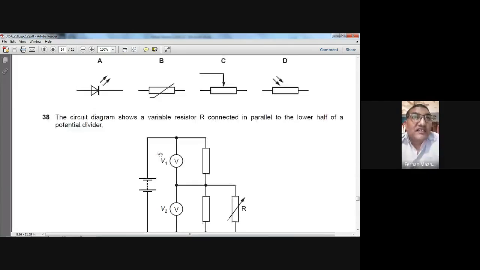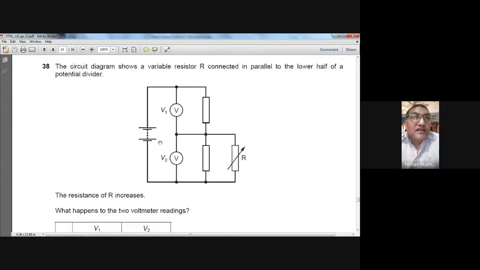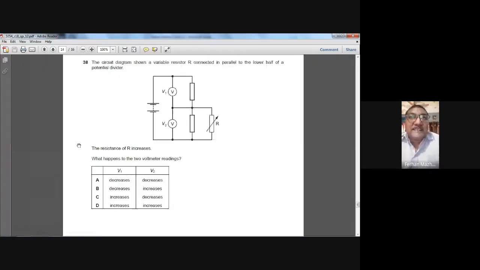Next question, 38. The circuit diagram shows a variable resistor R connected in parallel to the lower half of a potential divider. The resistance R increases. What happens to the voltmeter? You see, when you increase this R value, the total resistance of this parallel combination will increase a little bit. So V2 will increase. When V2 increases, V1 will decrease. So for 38, B is the option.